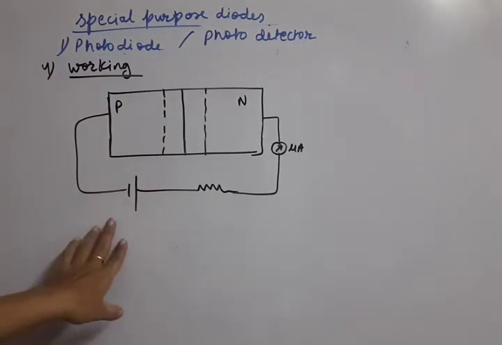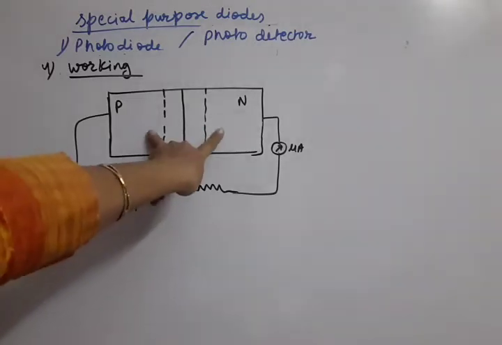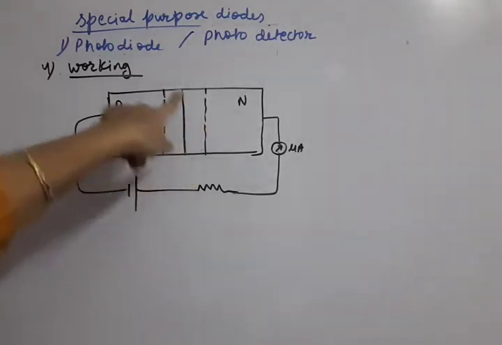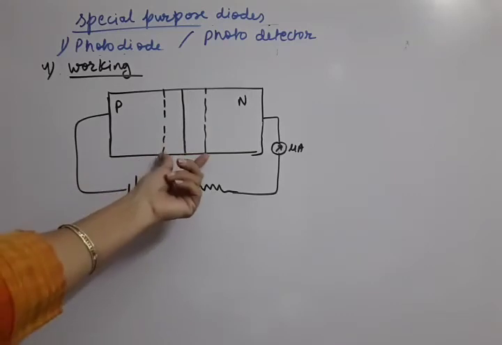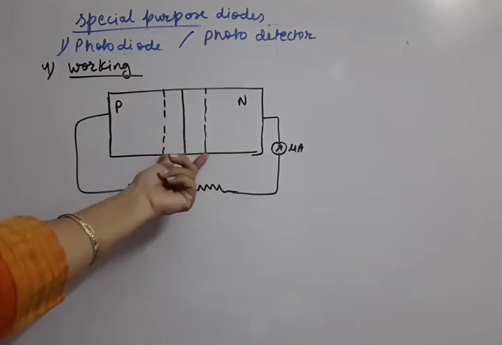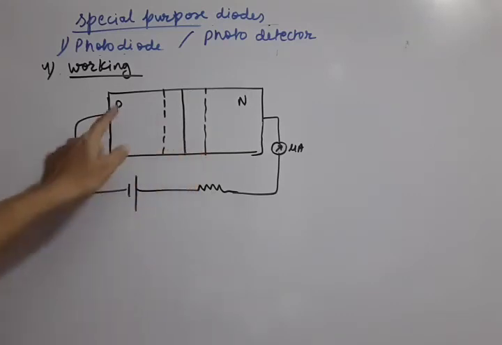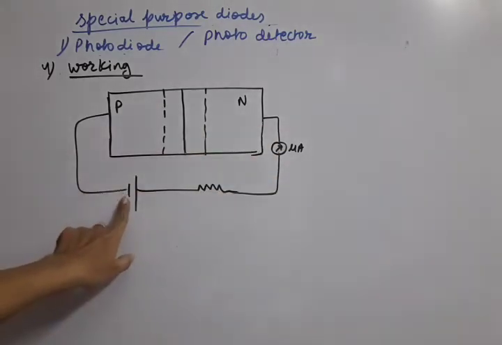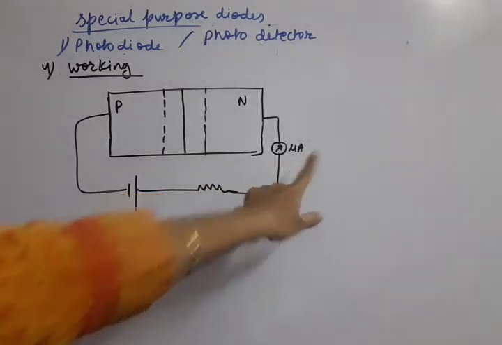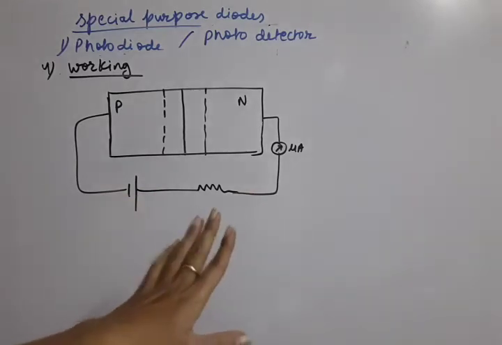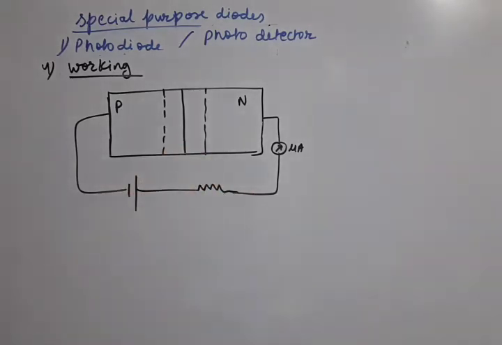Let us understand its working with the help of this circuit diagram. We have to take a PN junction diode. This is the junction and this is the depletion layer of the PN junction. Initially it is connected with reverse bias. As you know, in reverse bias there is practically no current, or very little current of microamperes, which we call dark current. We are talking about before the breakdown stage.